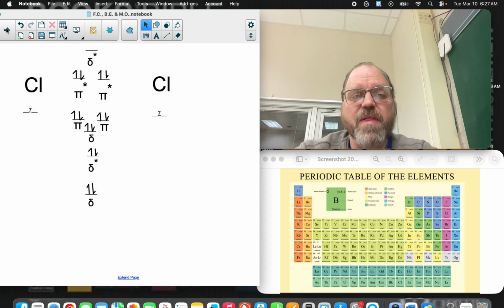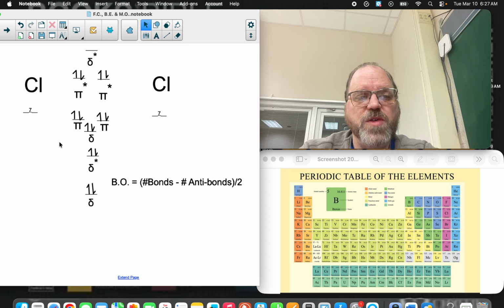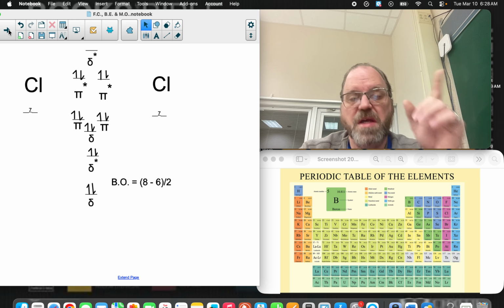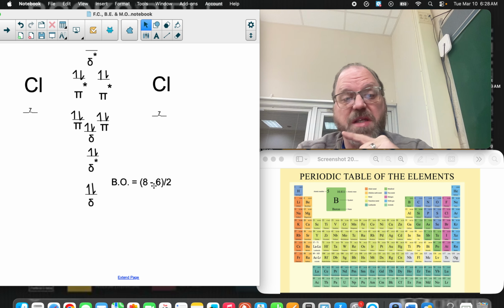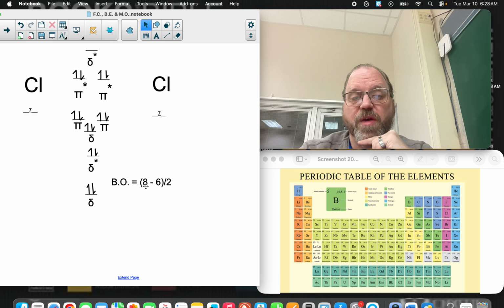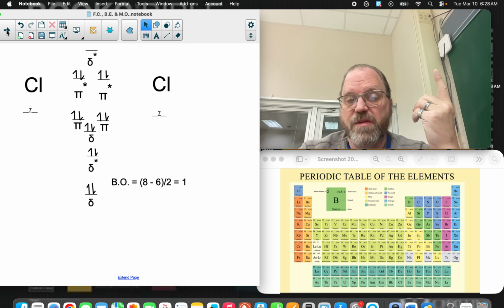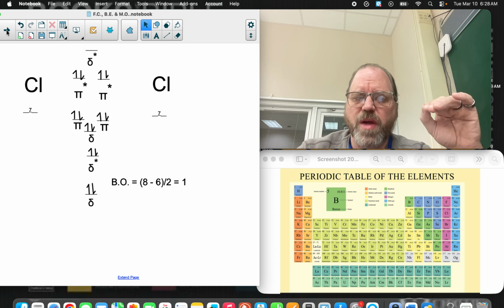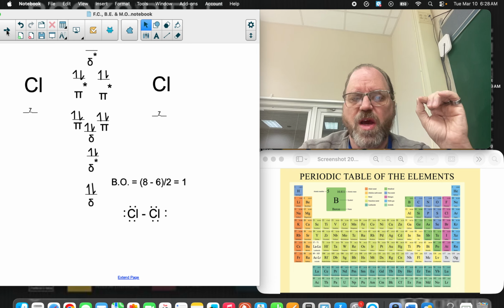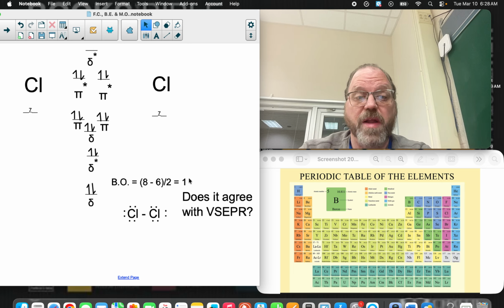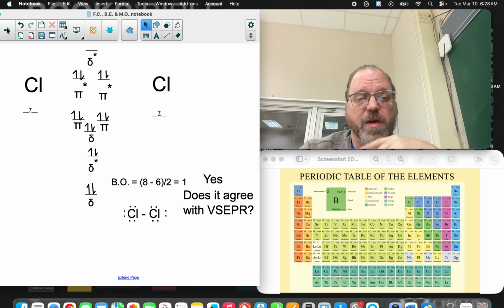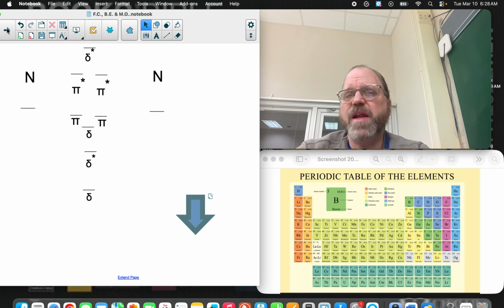Now to find the bond order, we have 1, 2, 3, 4, 5, 6, 7, 8 bonds, and I have 1, 2, 3, 4, 5, 6 antibonds. So we put those in. 8 minus 6 is 2, divided by 2, that's going to give us 1. Now, does this agree with VSEPR? Yes, it does, because I got a single bond here, and bond order is 1. It's in agreement.